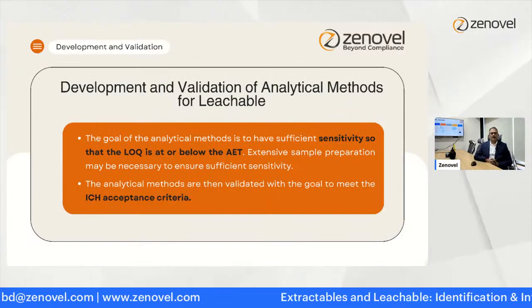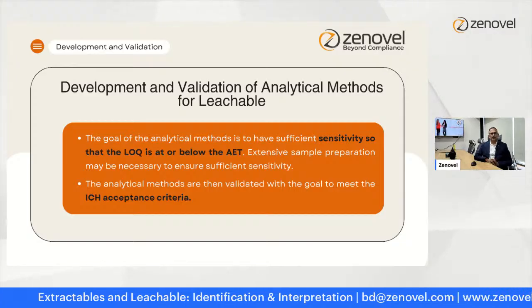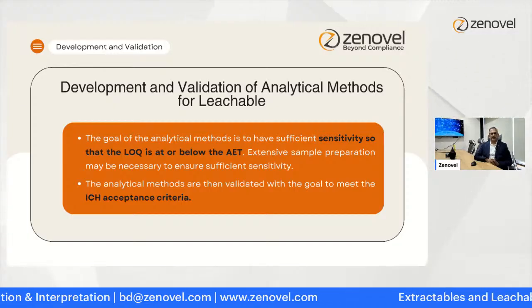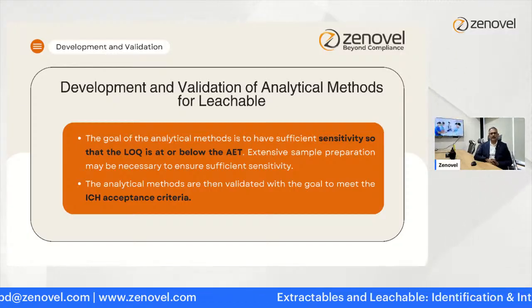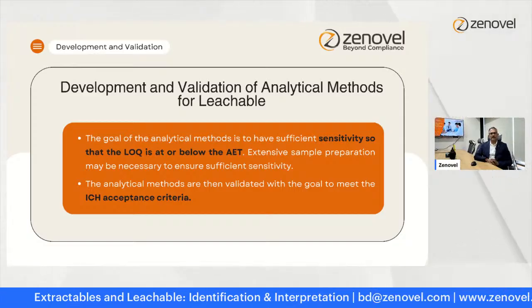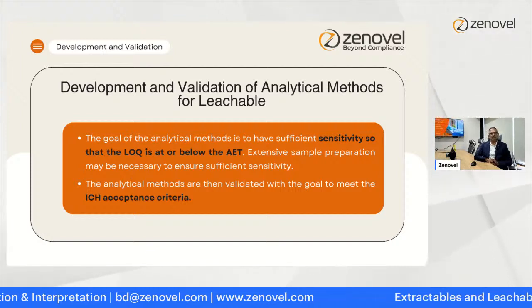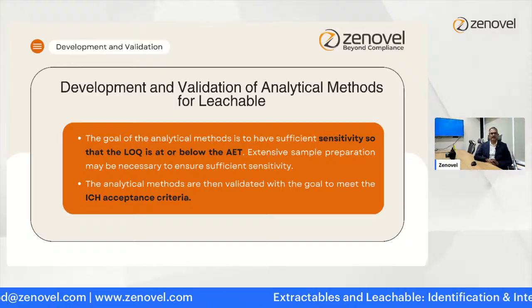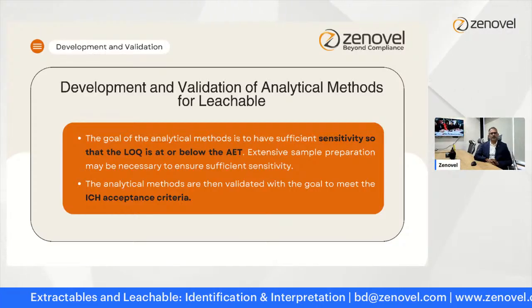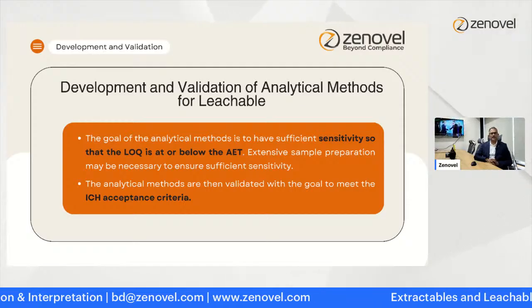For the development and validation of an analytical method for the leachables, our goal should be that the analytical method has sufficient sensitivity, so that we can achieve an LLOQ at or below the AET value. Extensive sample preparation may be necessary to ensure sufficient sensitivity. Sometimes we can use an evaporation method to get better sensitivity after extraction. The analytical methods are then validated with the goal to meet the ICH acceptance criteria for the specific identification of the leachables.